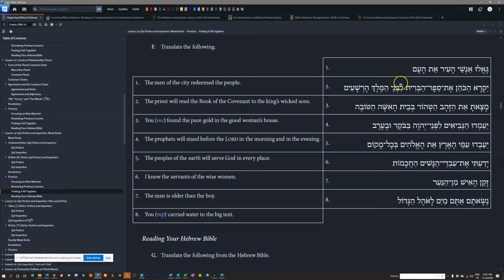livnei, so lamed preposition on b'nai, this is a construct, to the sons of the king, the wicked ones, ha-rishaim. Again, these are definite, so this is attributive. We have to match our noun in gender and number, so this is masculine plural, b'nai is masculine plural. So the priest will read the book of the covenant to the wicked sons of the king, or the king's wicked sons.